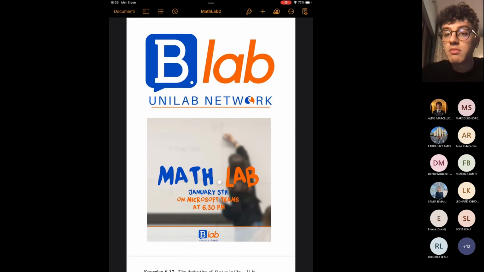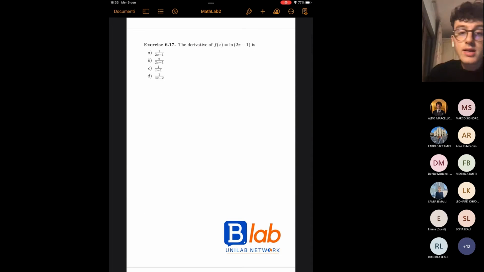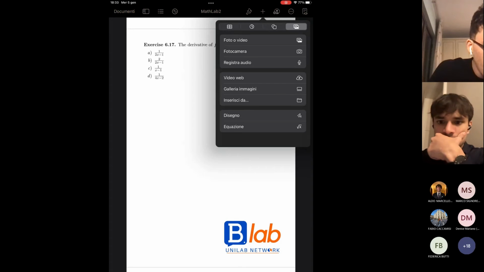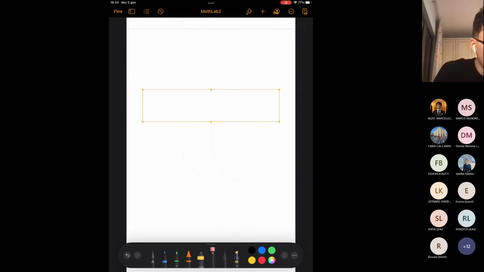And so the lab will be about the two main topics. So first, differential calculus, so derivatives and all that is related to it, and the linear algebra. And I would start as soon as possible to save time for everyone. And so the first exercise we're going to solve tonight is about derivatives.